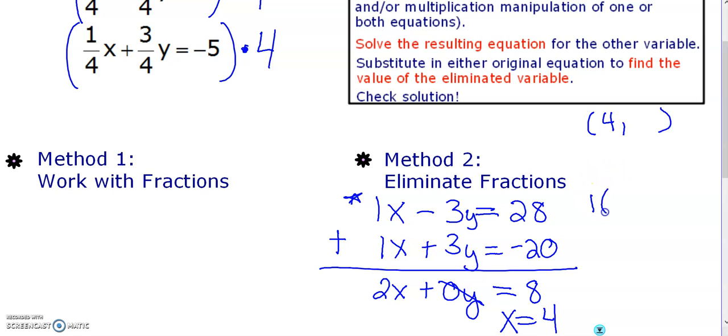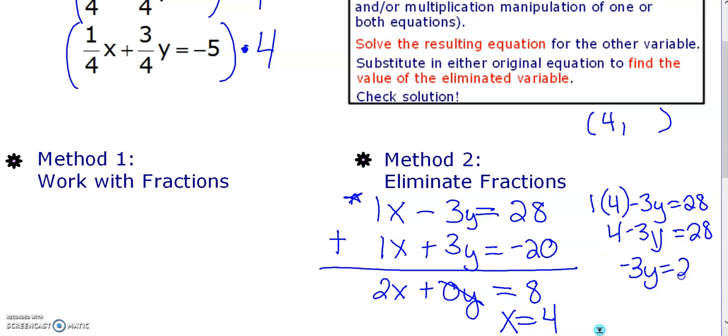So I get 1 times 4 minus 3y equals 28. So this is 4 minus 3y equals 28. Subtract 4 on both sides and divide by -3. We'll get y equals -8 for that. That's one way to go about it.